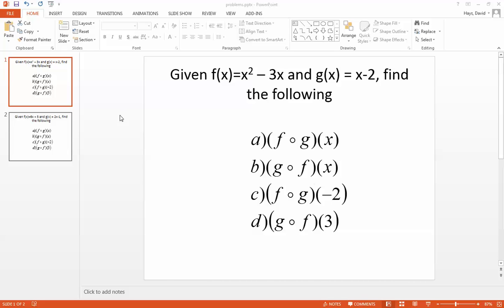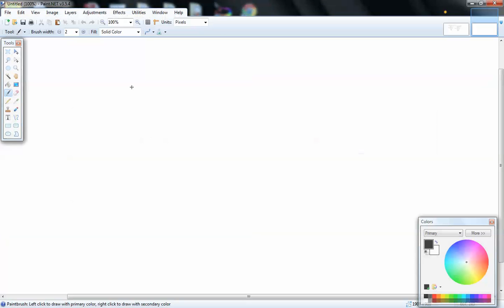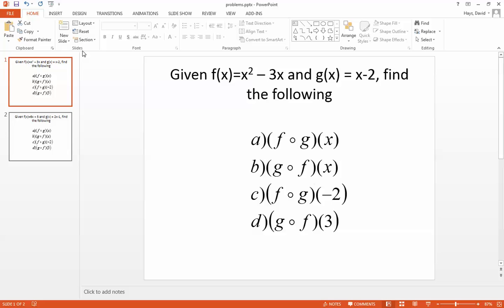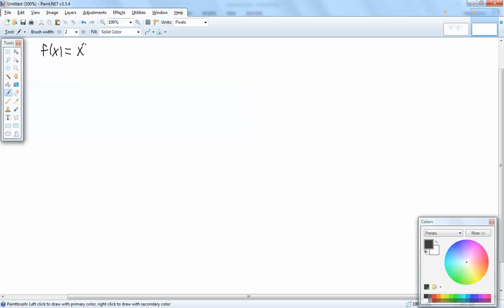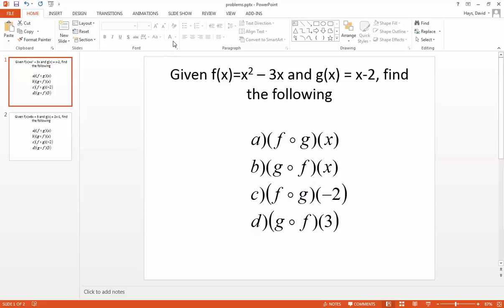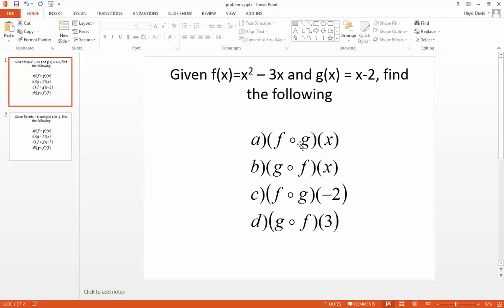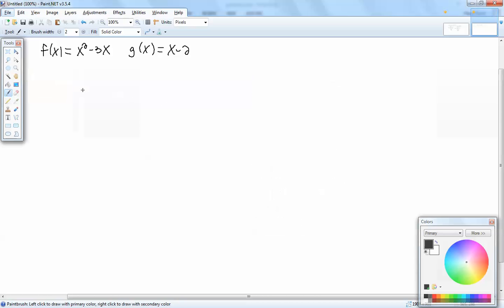Let's take a look at this problem. We got f of x is equal to x squared minus 3x, and g of x is equal to x minus 2. And first, find a composition of f and g. Composition of f and g is equal to f of g.